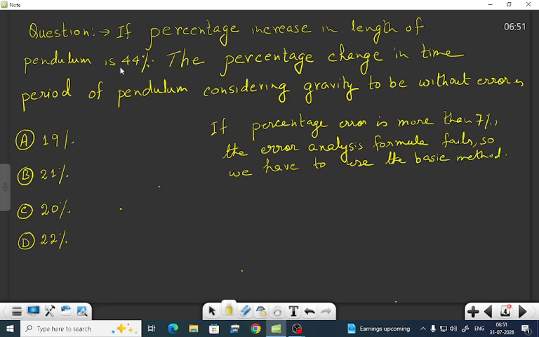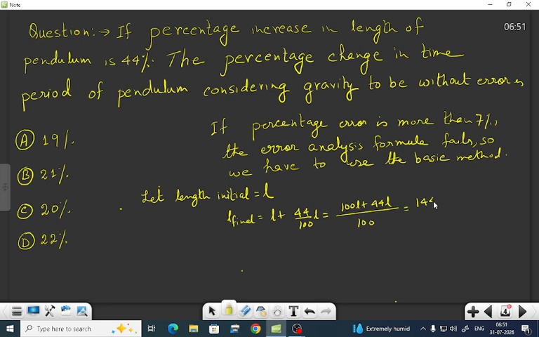So what is given here? The percentage increase in the length of the pendulum. Let the original, initial length be L. Therefore, the final length is L plus 44% of L. Taking the LCM as 100, it is 100 L plus 44 L, so we get 144 L by 100, which is 1.44 L. This is the final length, right?